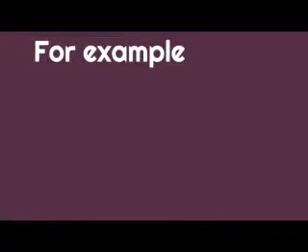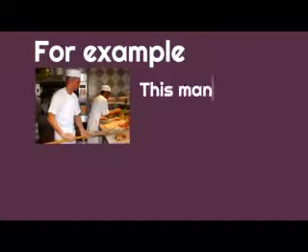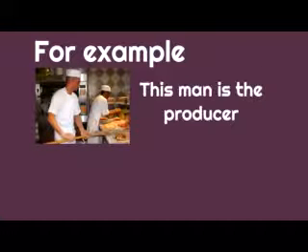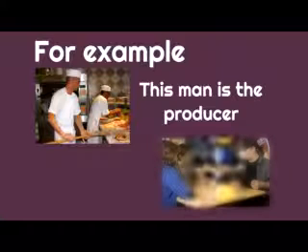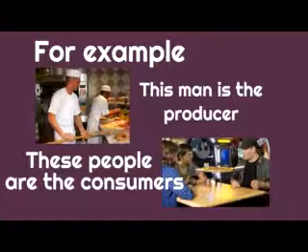For example, here's a picture of a man who's making a pizza. This man is the producer. Now see these people are the consumers. They are the ones that bought the pizza. The producer made the pizza. The consumers buy the pizza.